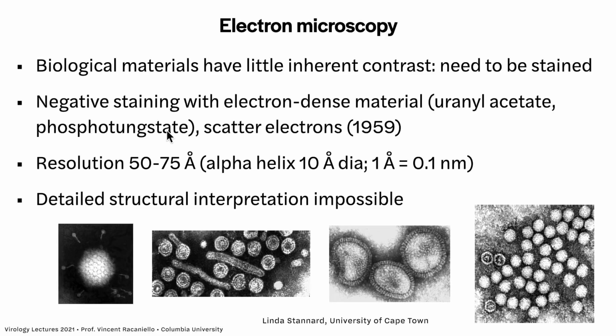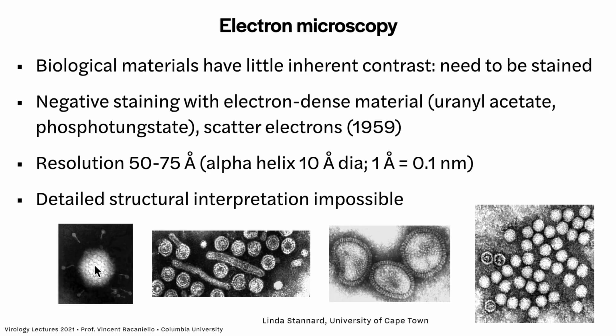Unfortunately, the resolution is not great in electron microscopy. It's only about 50 to 75 angstroms. And if you think about the alpha helix being 10 angstroms in diameter, it's not very good. But on the bottom here are some electron micrographs of different virus particles. And you can see overall structure, right?